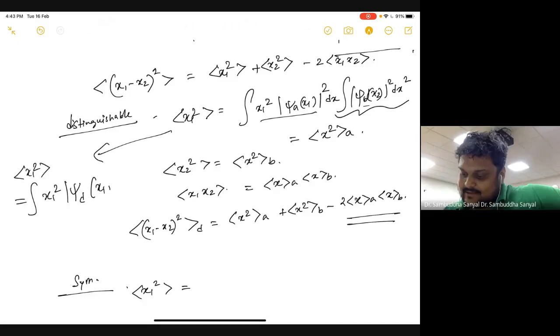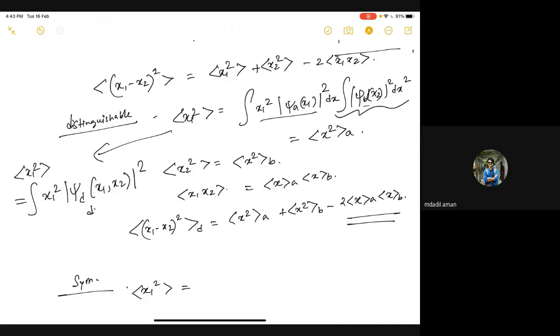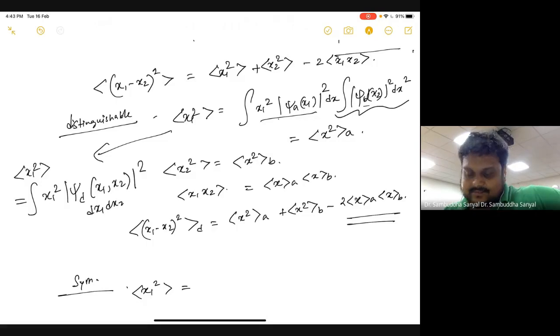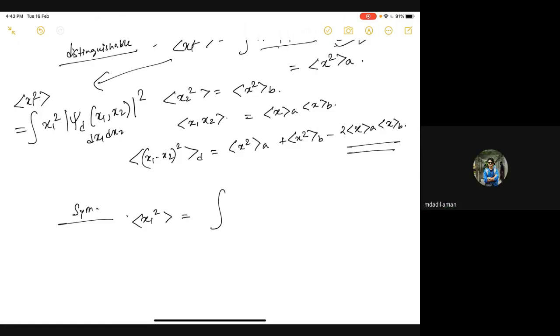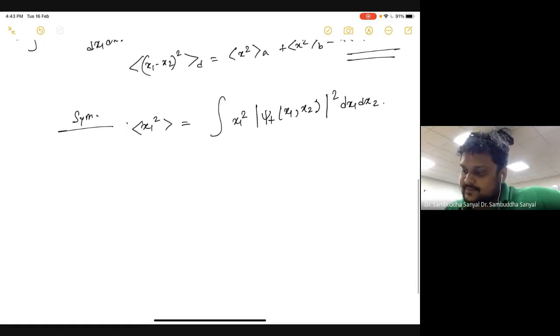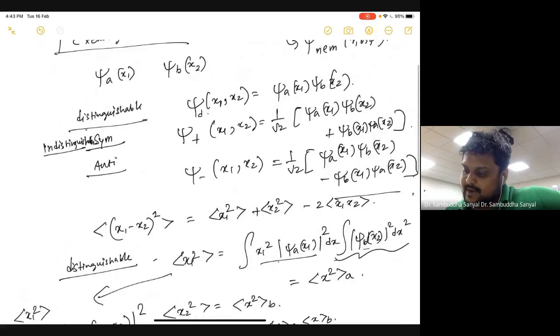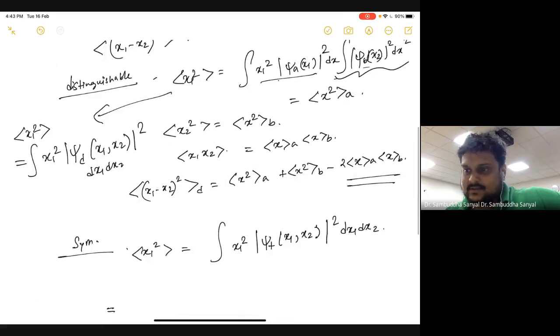x1 square, mod psi square, dx1 dx2. That thing is this, right? So by that, what will this be? It would be the integration of that psi plus, basically. So one over root 2, so it would be 1/2 because it would be squared, dx1 and dx2. So how many terms will there be? Notice this psi plus has 2 terms. So when you square it, how many terms will there be?